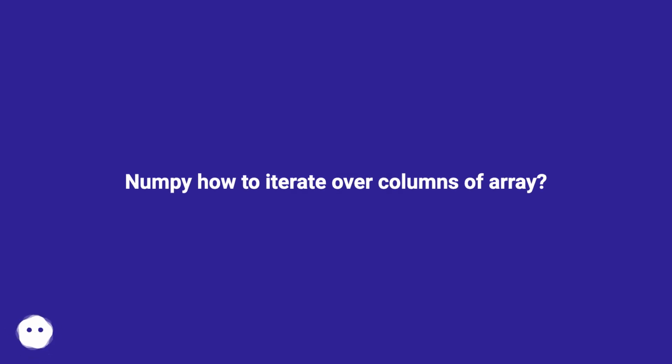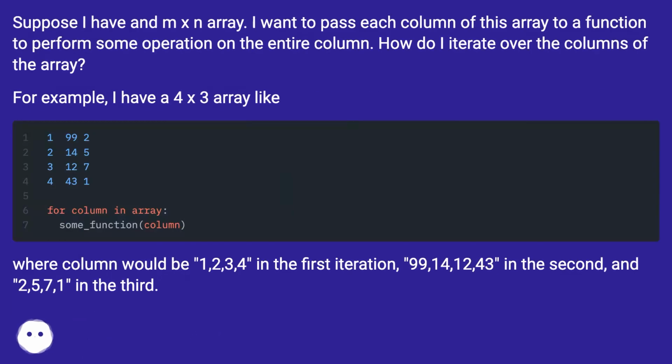NumPy, how to iterate over columns of an array. Suppose I have an m×n array. I want to pass each column of this array to a function to perform some operation on the entire column. How do I iterate over the columns of the array?